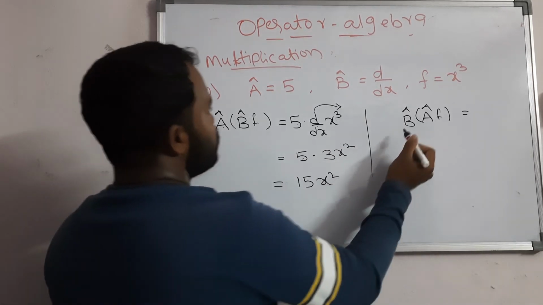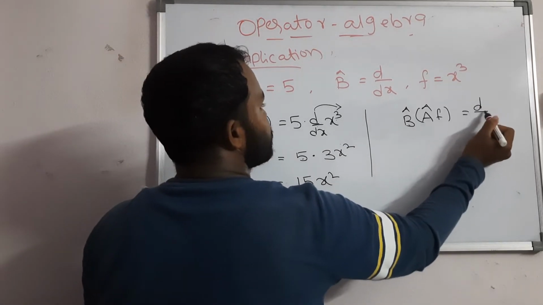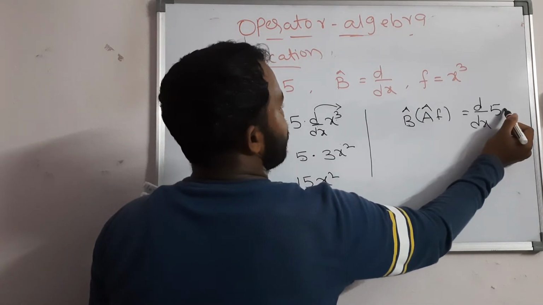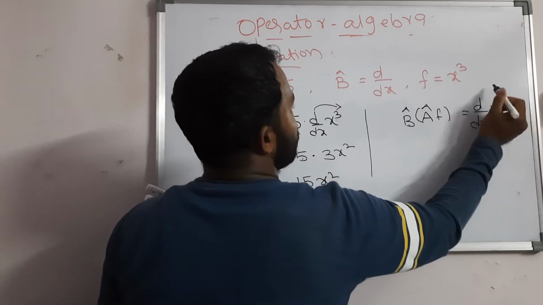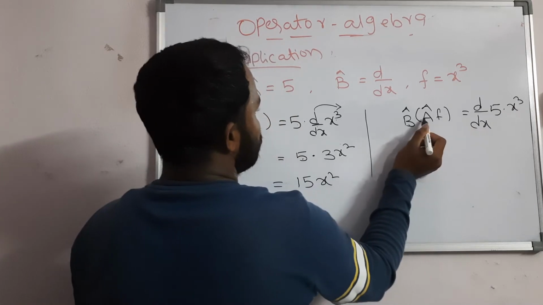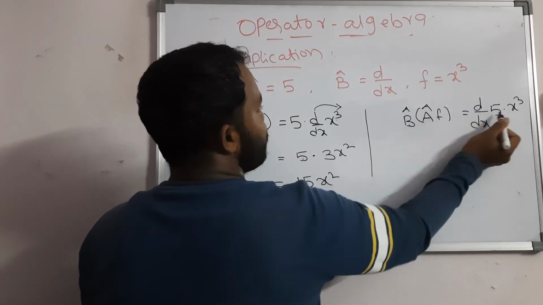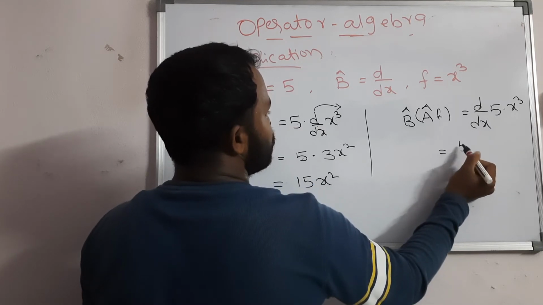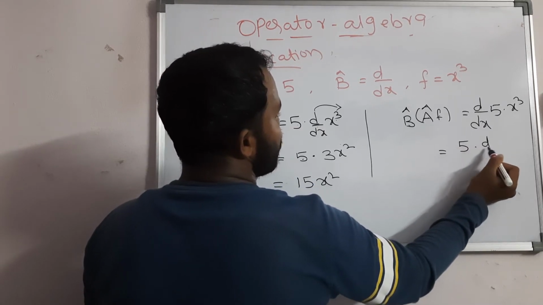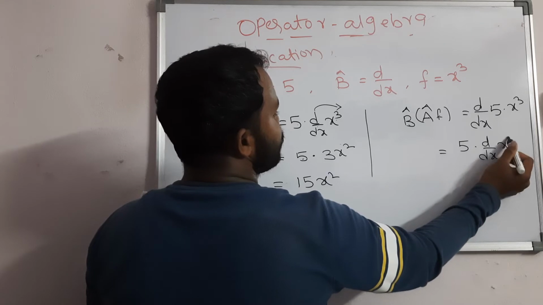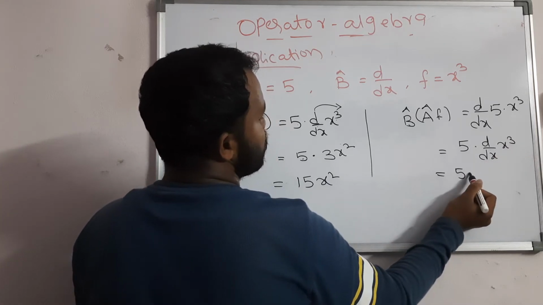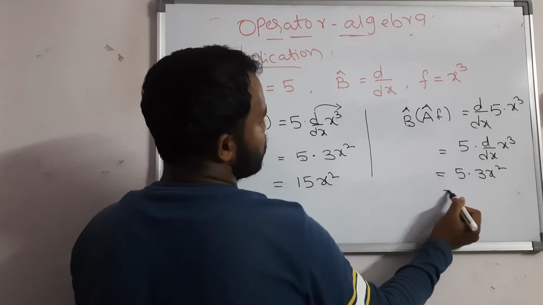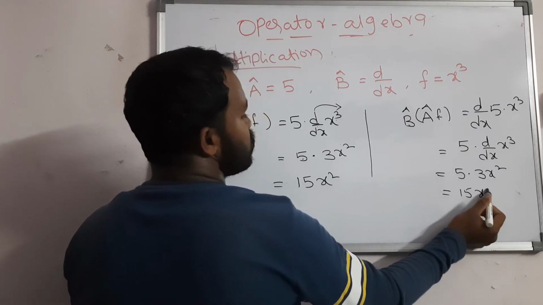Then we will do B cap into A cap into f. B cap is d by dx, A cap value is 5, and the function is x cube. Here 5 is always a constant, so you should take it outside. Again we get 5 into d by dx of x cube, and the differentiation of x cube is 3x square. So that is nothing but 15x square.